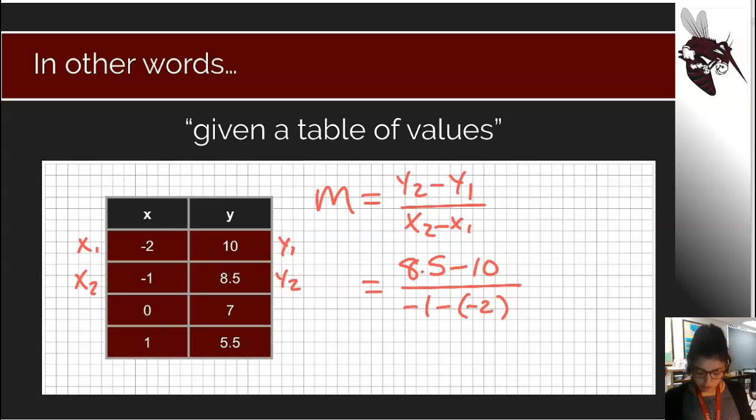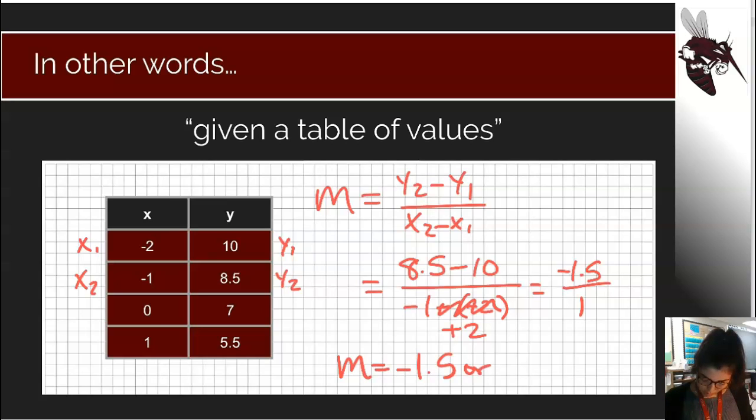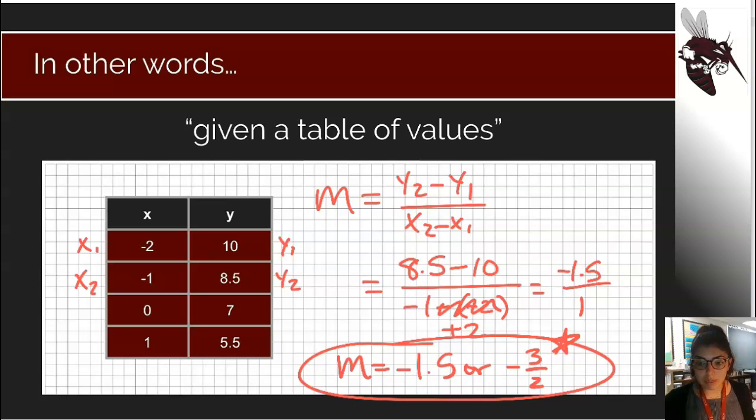Throwing it into a calculator or doing this in your brain, minus and negative is really like adding. So I have 8.5 minus 10, that's -1.5, and -1 plus 2, that's a +1. So my slope here will be -1.5, or the fraction -3/2. And with slopes, we're going to want the answers in fraction form because they tell me a physical rise and run number.